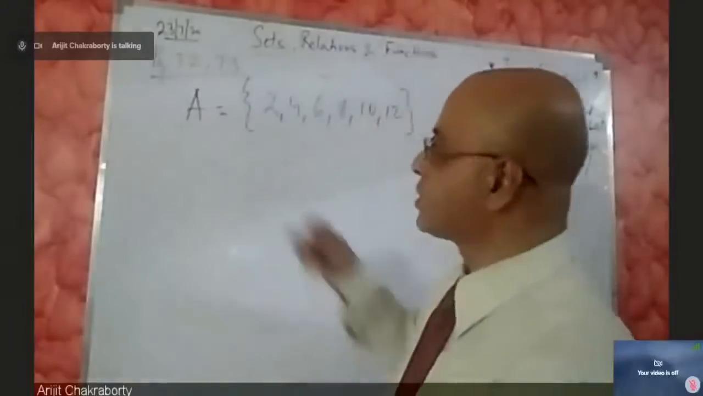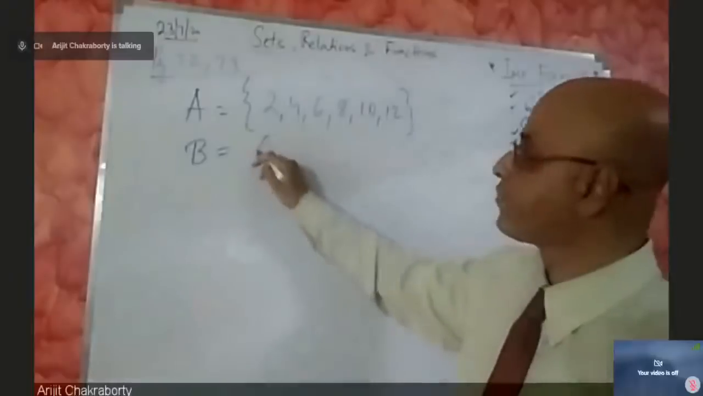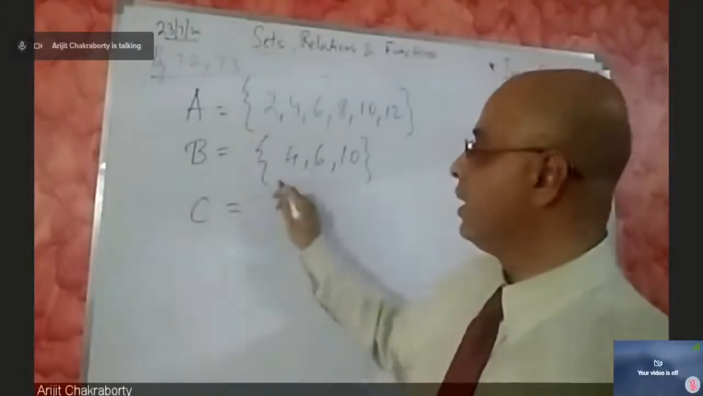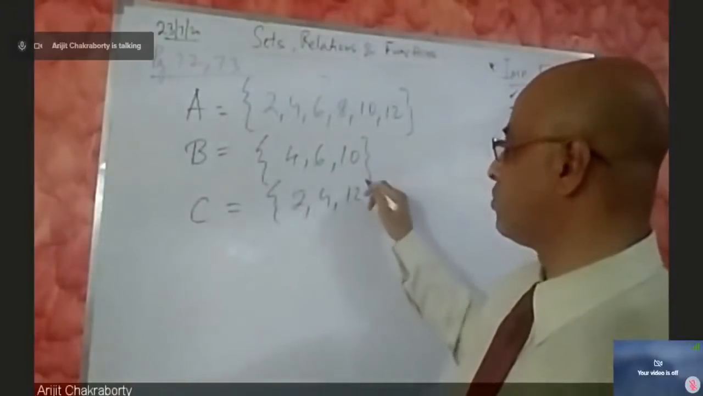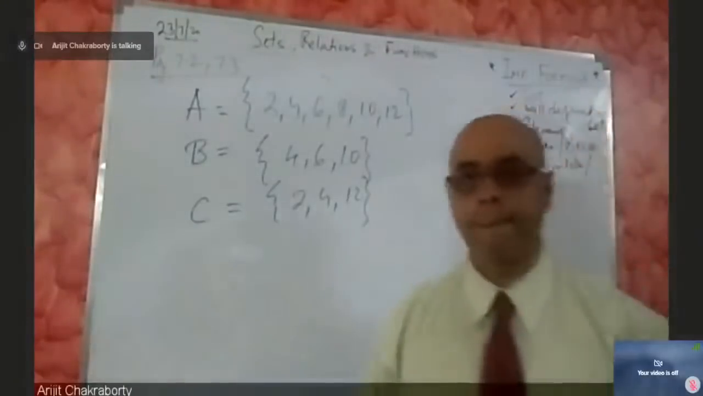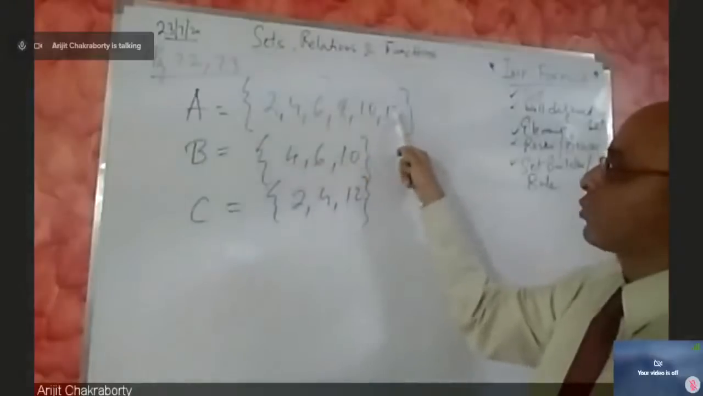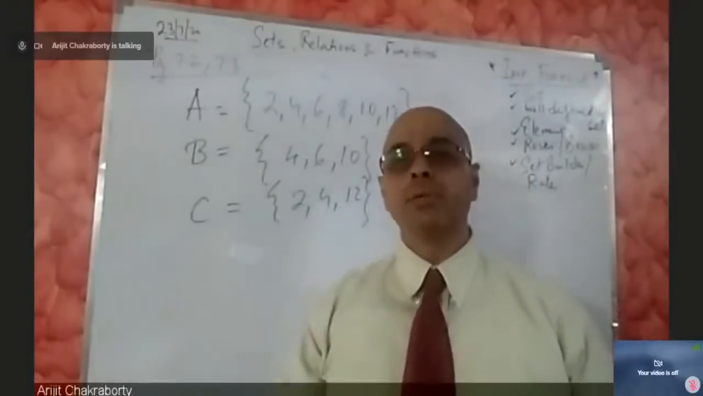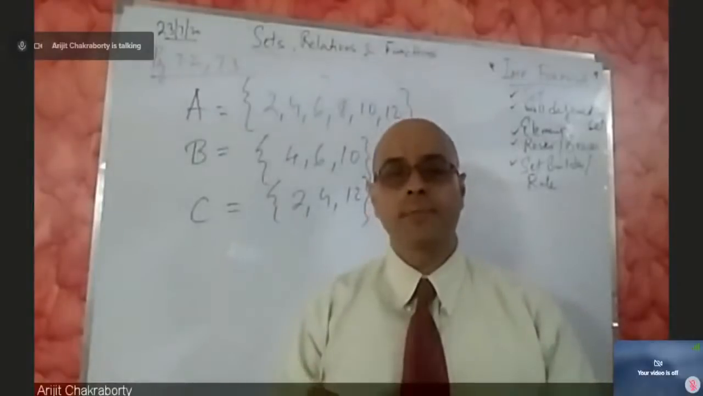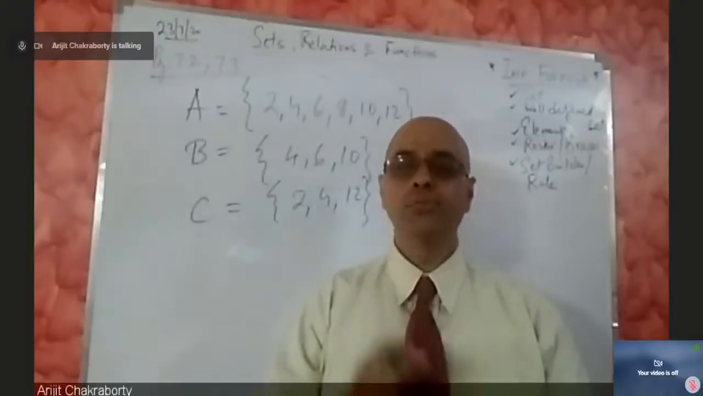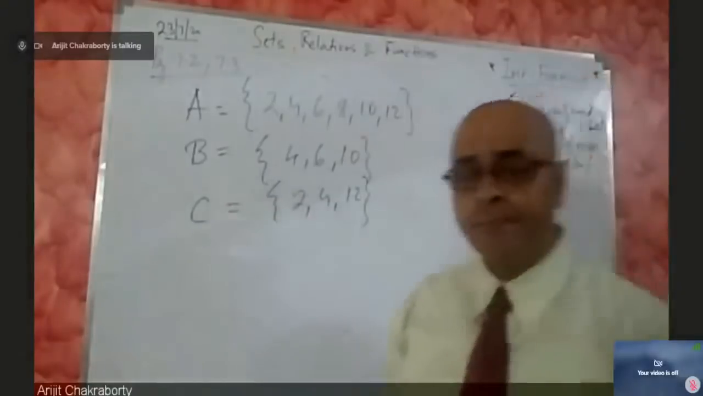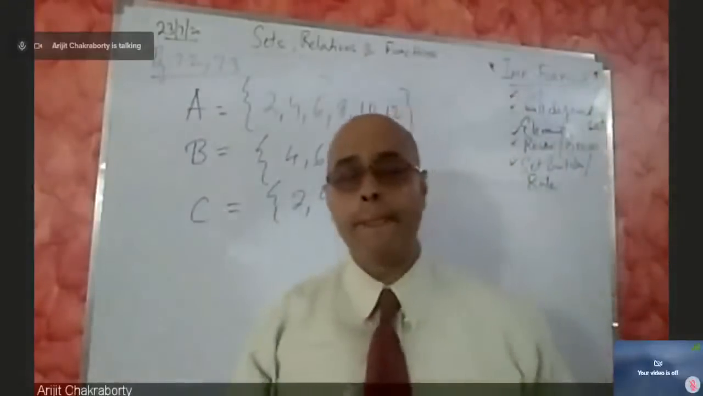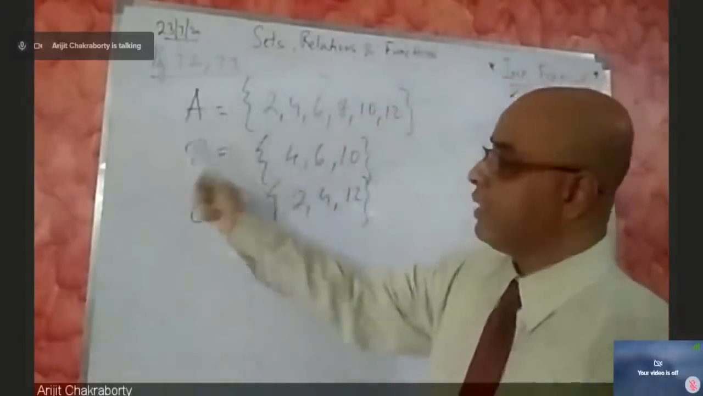I take another set B and say this is 4, 6 and 10. I take another set C and this is 2, 4 and 12. Please see the sets once again. Set A is 2, 4, 6, 8, 10 and 12. That means it is a group of 6 numbers. And can you define the numbers? Yes, the numbers comprise the first 6 even numbers. Set B has the numbers 4, 6 and 10 and set C has the numbers 2, 4 and 12. Do you see any relation between A and B?